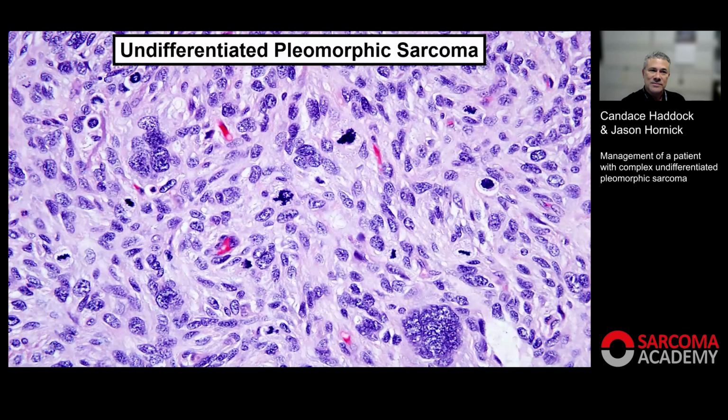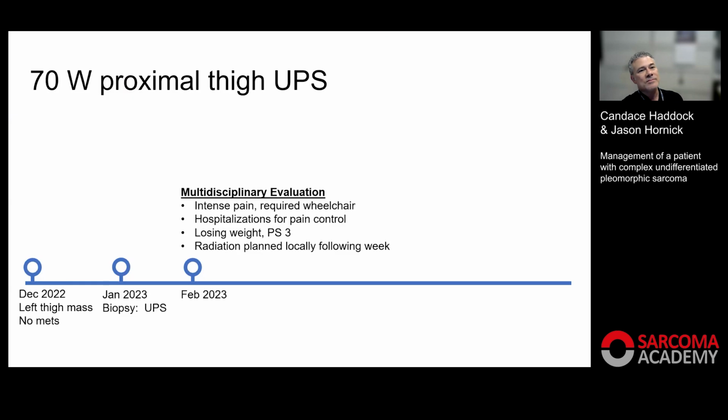Next slide. And this is another example, bizarre, huge pleomorphic cells that are multinucleated and a very high mitotic rate. Next. And back to you, Candace.